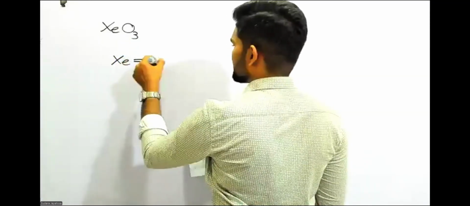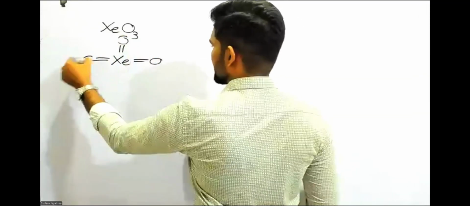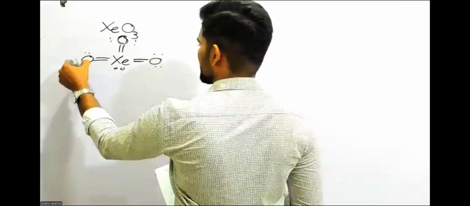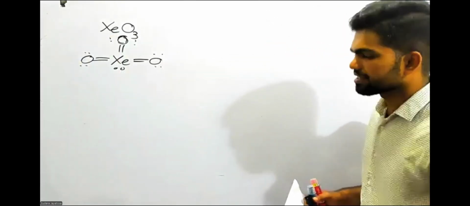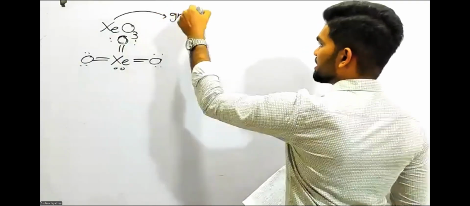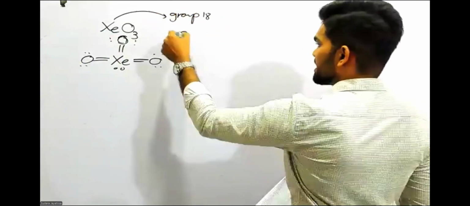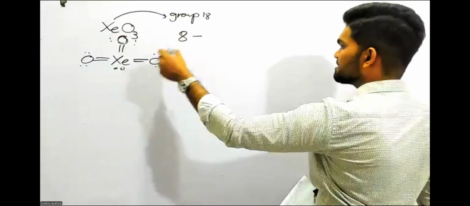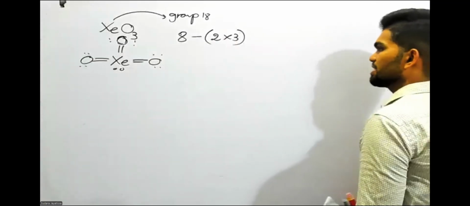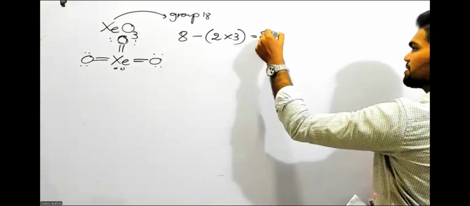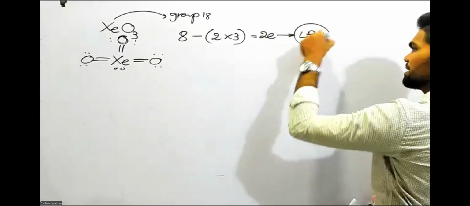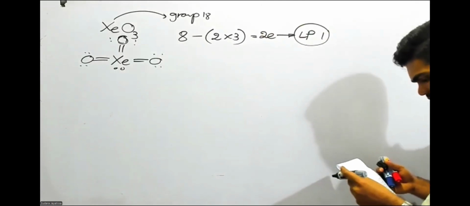So this is the simple structure. You can straight away take that. Remember, last week I taught you a short method. You can follow that. Xenon is in group 18. It is a noble gas, so it has 8 valence electrons. Out of that 8 valence electrons, oxygen is making double bonds. Then 6 is gone, so 2 electrons are there. Those 2 electrons exist as one lone pair.